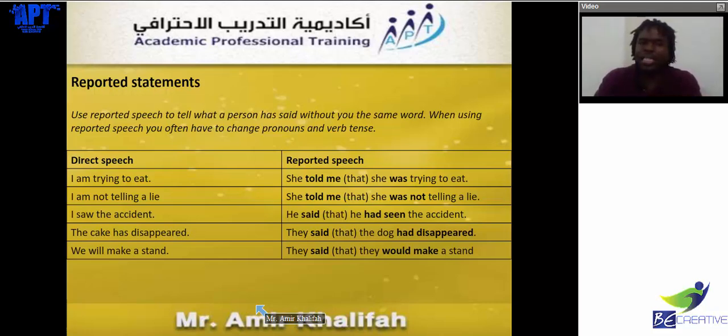The cake has disappeared. They said the cake had disappeared. We will make a stand. They said they would make a stand.